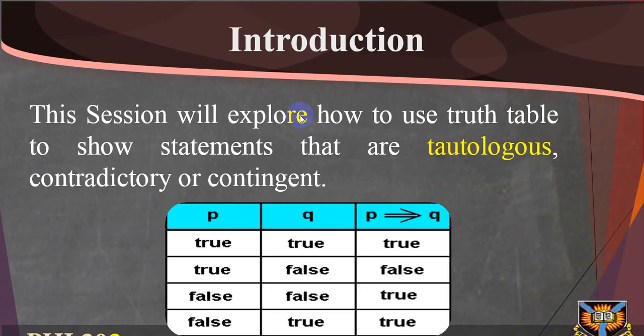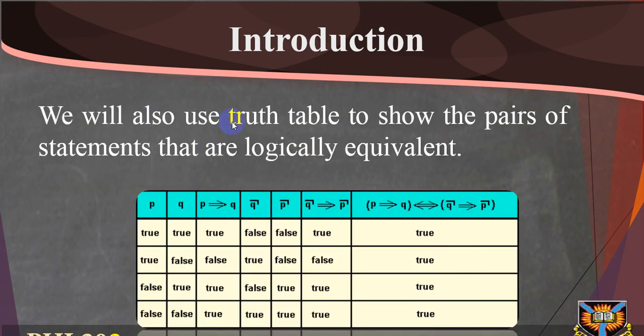Introduction. In this study section, we will be exploring how to use truth tables to show statements that are tautologous, contradictory, or contingent. We will also use truth tables to show the pairs of statements that are logically equivalent.